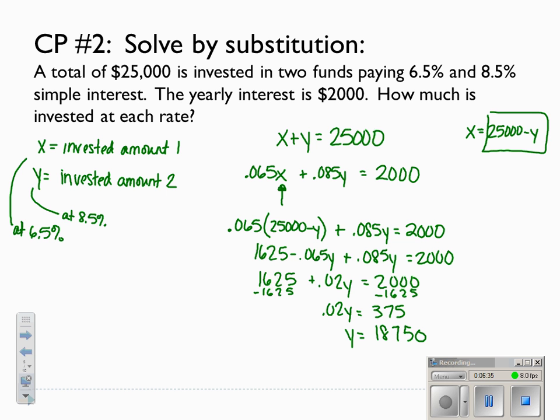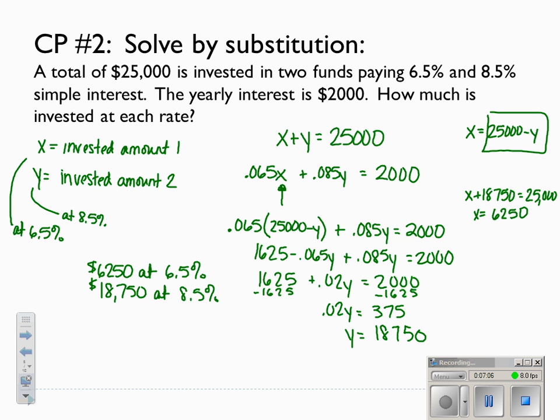So I'm going to put that y into the top one. So x plus 18,750 is equal to 25,000. Solving for x, we end up with 6,250. So your answer for this one is we had 6,250 at the 6.5%, and we ended up with 18,750 at 8.5%.